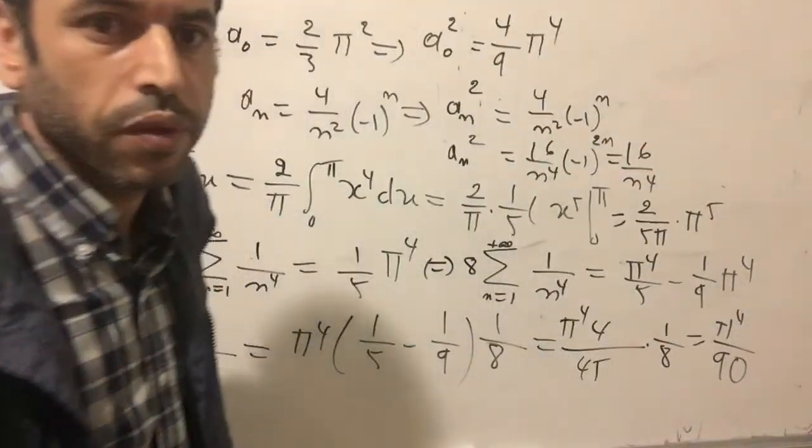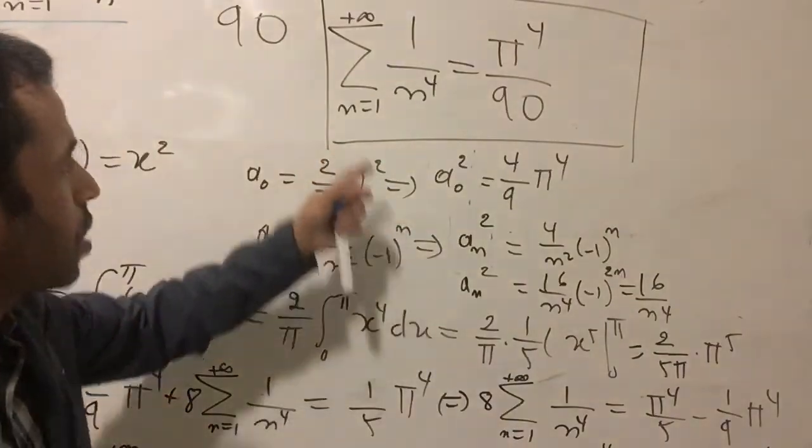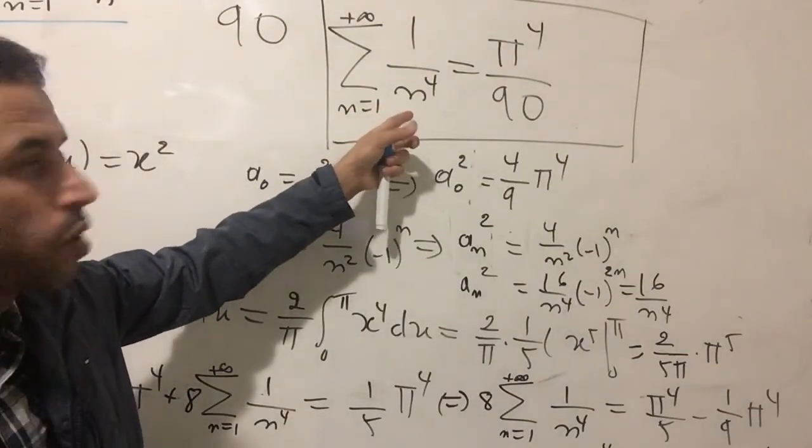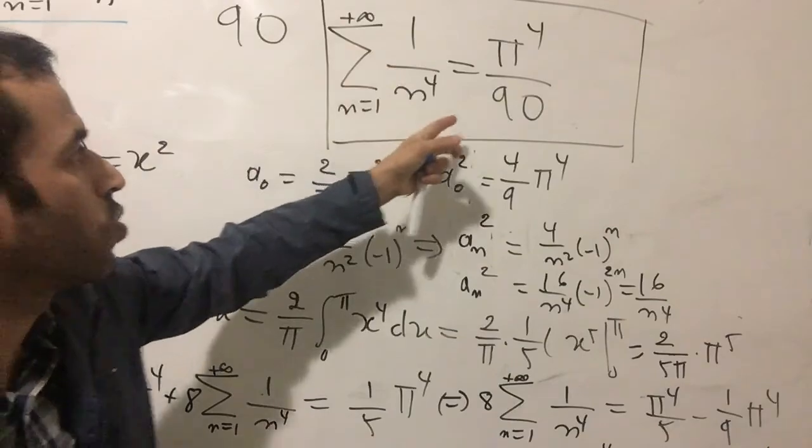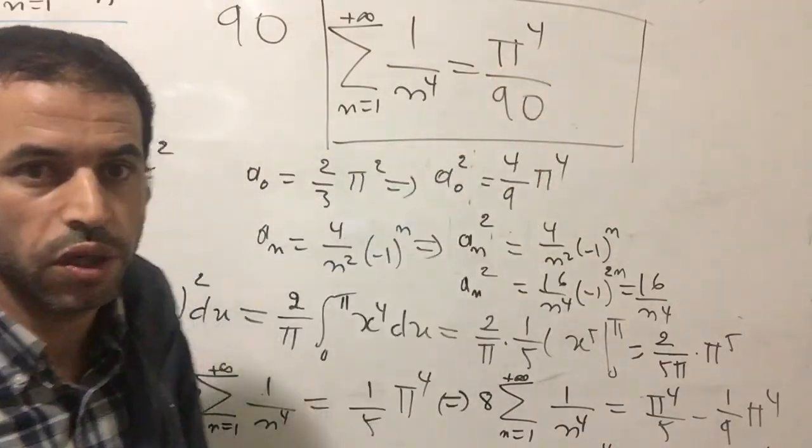Okay, so the sum of 1 over n to the 4th, as n goes from 1 to infinity, equals pi to the 4th over 90. Okay, I am done with this problem.